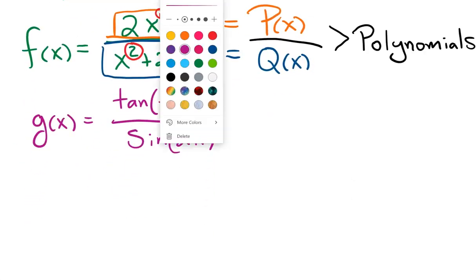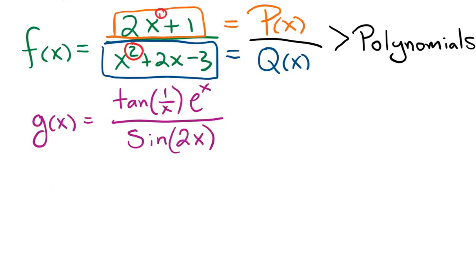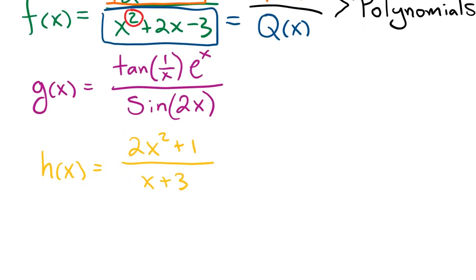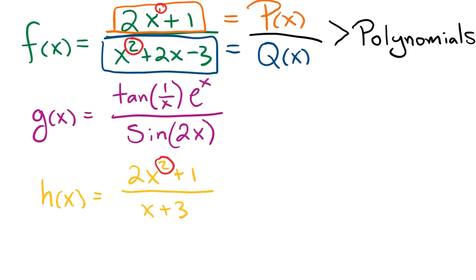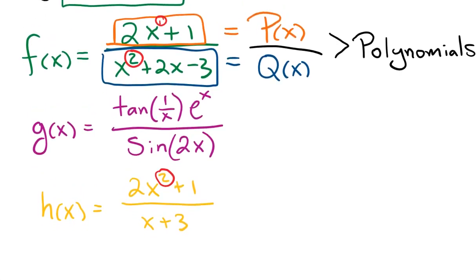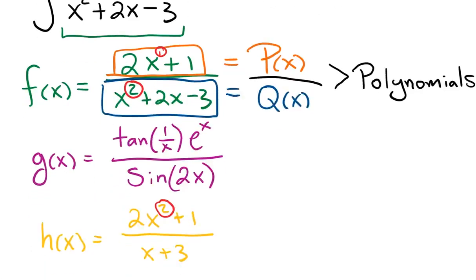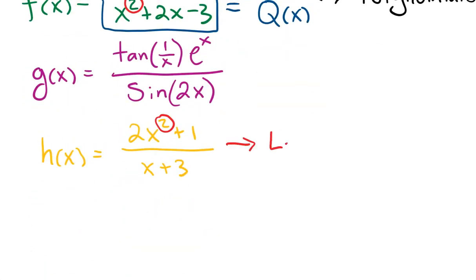And if we had one other example, and I will say if we had h(x) is equal to, well, let's say we had 2x² + 1, and that was over x + 3. We would realize that the highest power exponent is in the numerator because we have an x squared on top and an x on the bottom, and this would not be a proper fraction, a proper function. This would be an improper function, and we would need to apply the technique of long division in order to get it into a proper form that we could use. And I will explain that technique in another video.